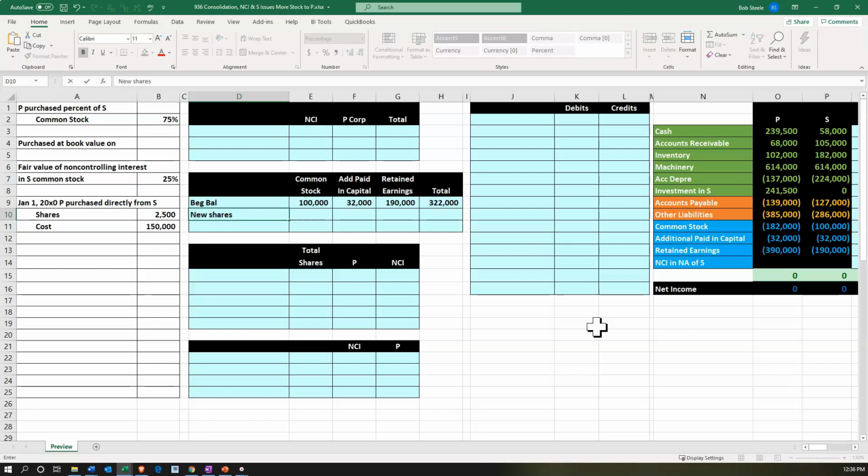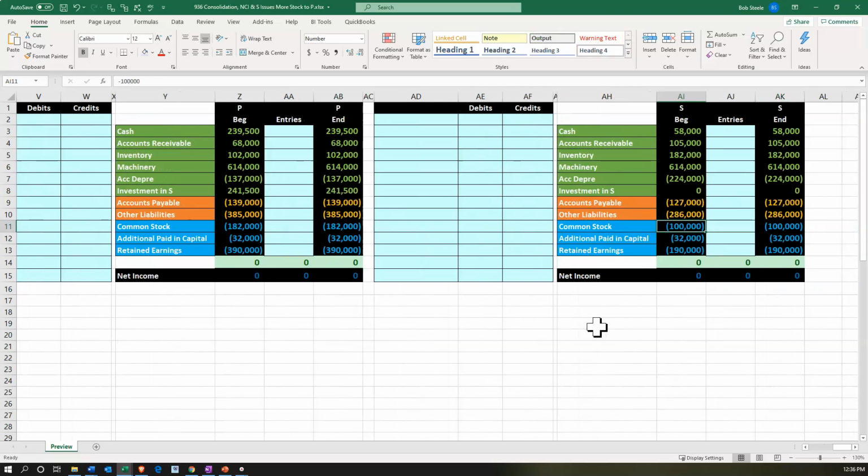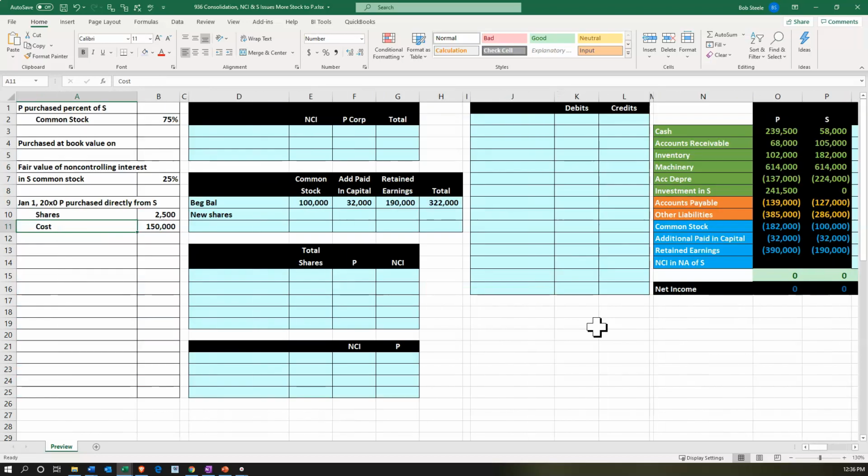New shares are issued. With regards to S's books, what's going to happen? Well, they're going to be issued at a cost of the 150,000, and they're on the books. If we scroll all the way to the right, once again, we'll see that they have a par value of, well, we're going to say $10 par value. So that means we have 2,500 times 10, which is going to be the 25,000. And then the additional paid in capital, they were issued for 150.